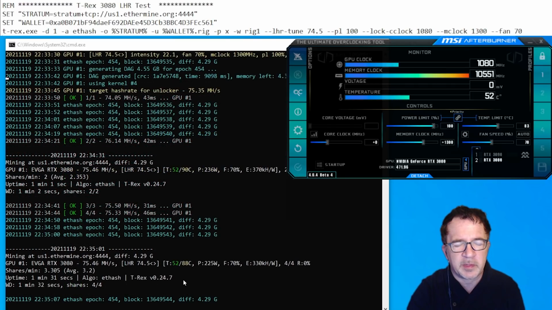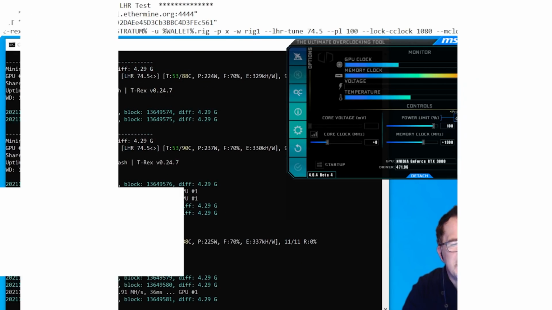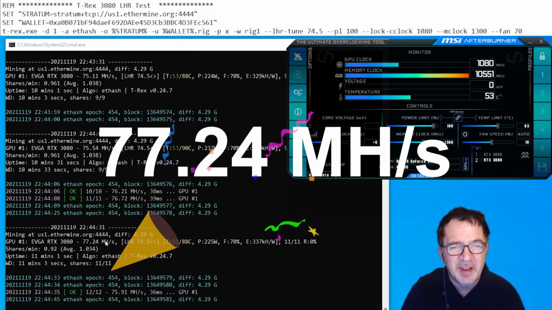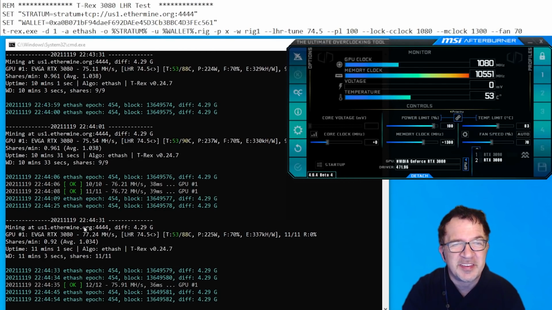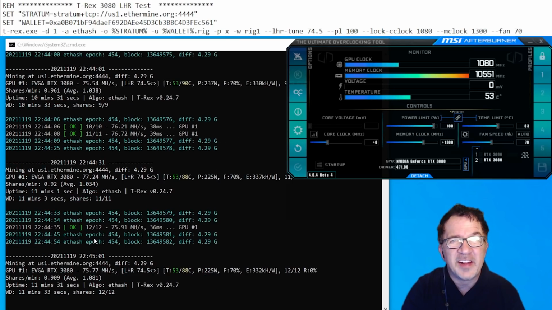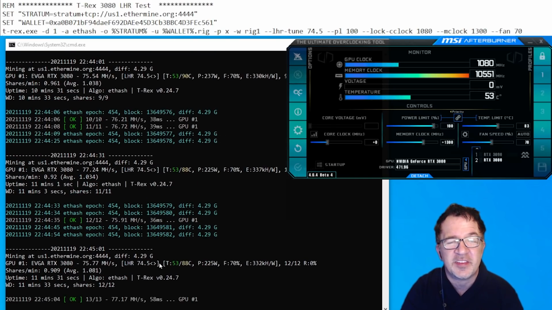Gonna let this run for a little bit, get a few more shares, and see what our mining results come to. 77.24 mega hash. Wow, that's incredible. I've seen numbers hitting 76s before, but 77.24. The way LHR technology is evolving, it's incredible.